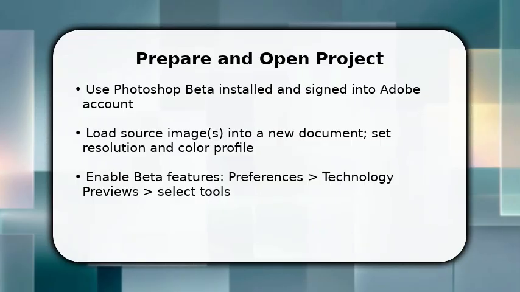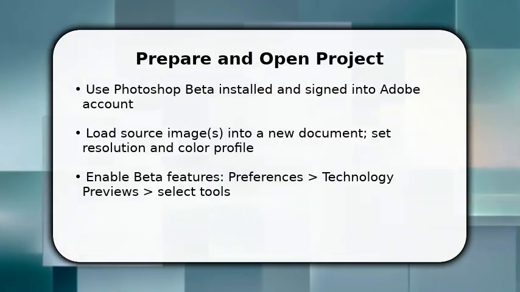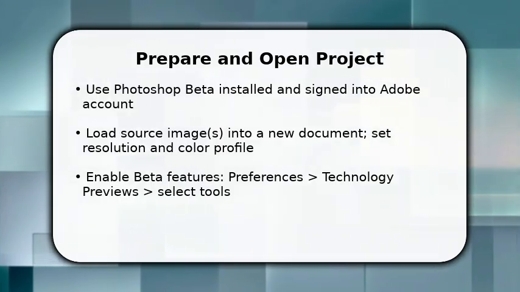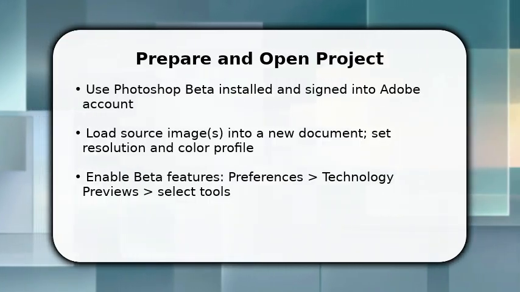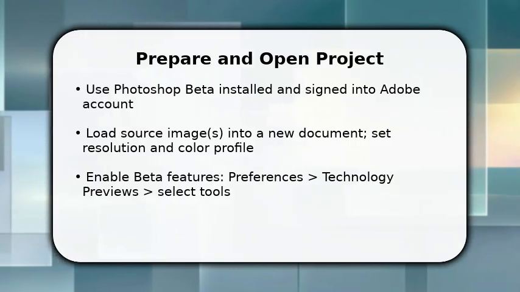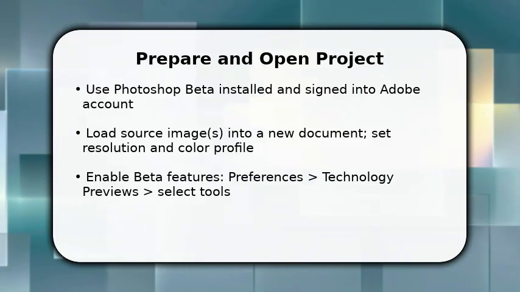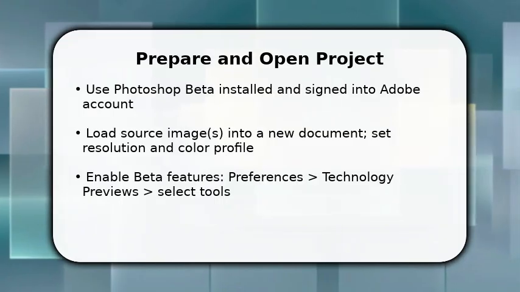You'll start by opening Photoshop Beta and importing your images directly into a new document. This gets you working fast. Once loaded, set resolution and color profile so edits remain consistent across outputs, 300 ppi for print, 72 ppi for web. Make sure beta features are enabled in Preferences under Technology Previews. This unlocks experimental AI tools.